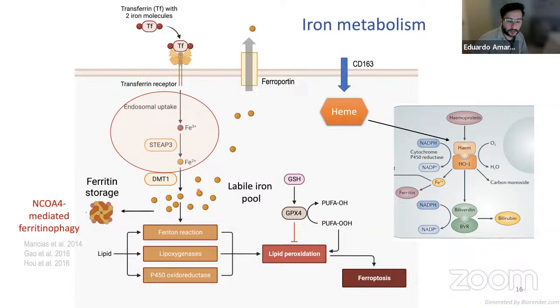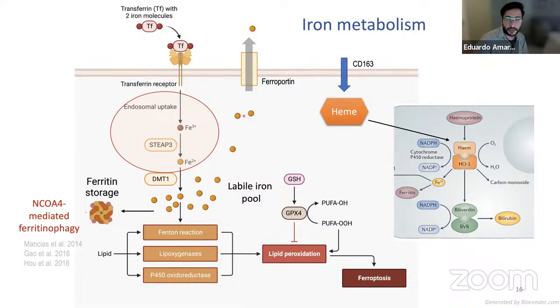Another way to get iron is through ferritin. And why? So ferritin in this case will work as a natural iron chelator, and is going to store iron inside of its complex. However, there is a process that was described in 2014 and in more detail in 2016 called ferritinophagy, which is an autophagy process of ferritin, and this is mediated by NCOA4. So basically, ferritin will undergo degradation, and iron in this case will be released into the cytosol.